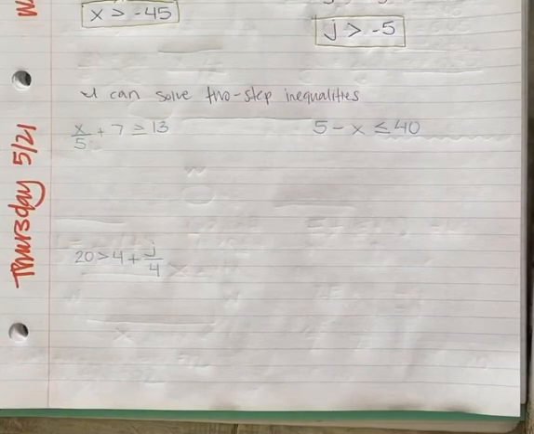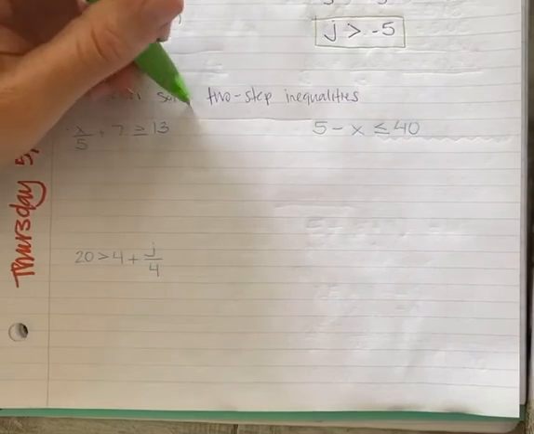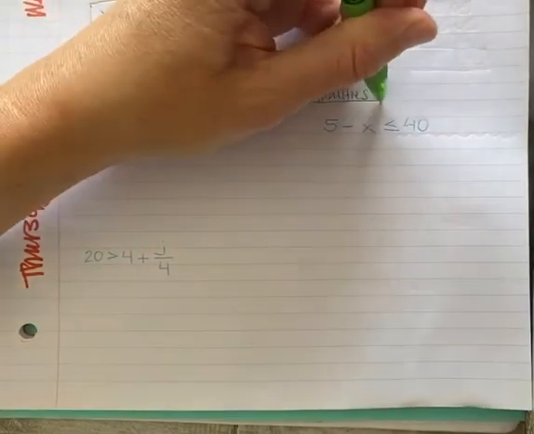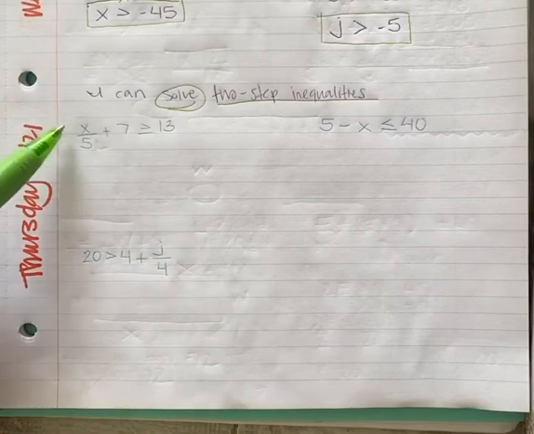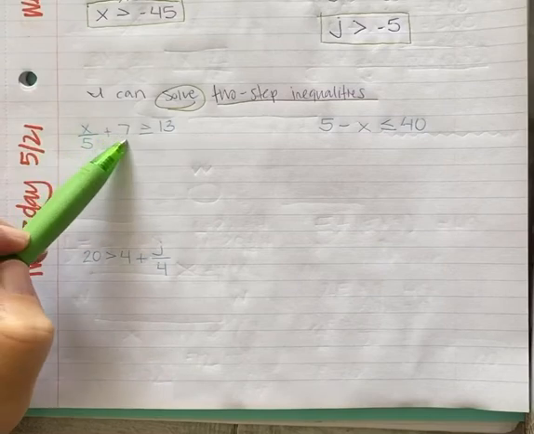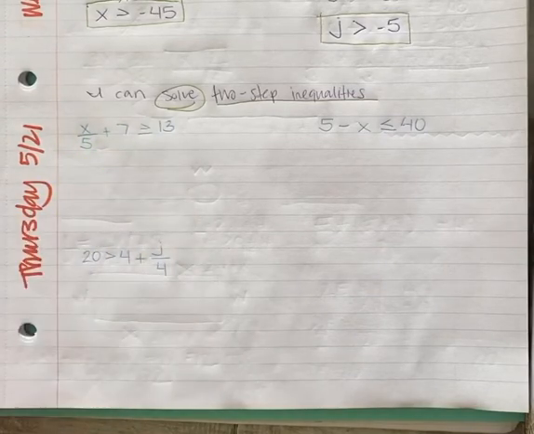Now we're adding on from yesterday's lesson. We are going to be solving two-step inequalities. Yesterday was just one step. Today's going to be two steps. So let's get some practice in. Our first one says x divided by 5 plus 7 is greater than or equal to 13.